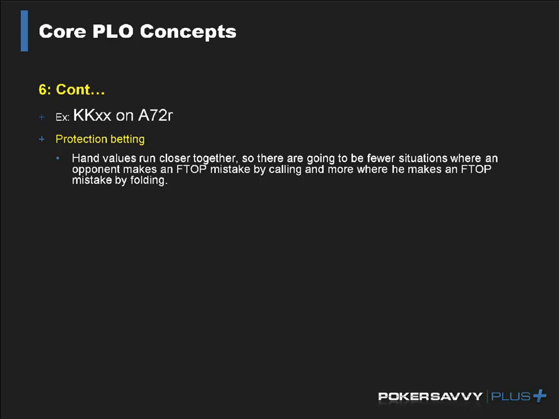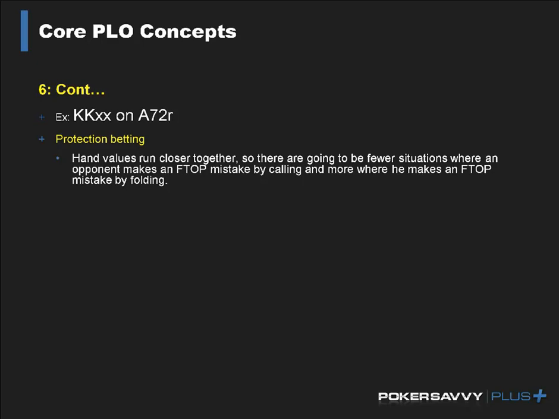So there's that. The ace 7 deuce rainbow example I thought was a really clean one though, and the comparison with no limit, so I used that one. Protection betting. Hand values run closer together, so as I just said earlier, he's more likely to end up making a fundamental theorem of poker mistake by folding than by calling. As a general rule, again, we're making big generalizations, but in comparison with Hold'em, Omaha's less of a trapping game and more of a push your edges game, and also try to make your opponent make bad folds game.